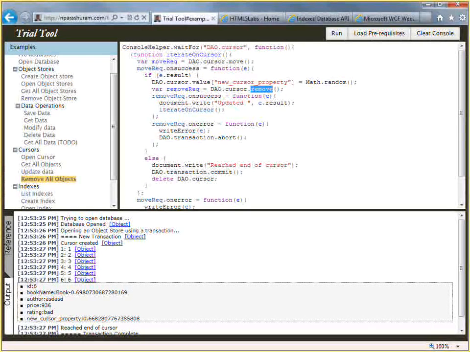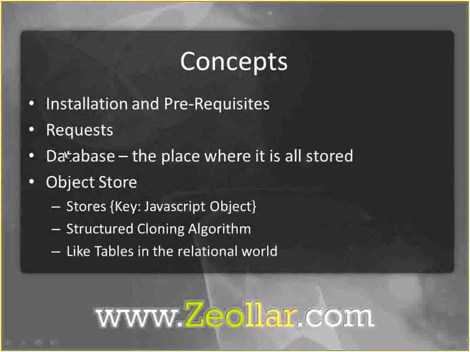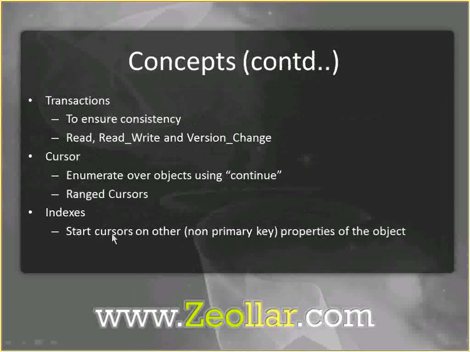So just to recap on what we have seen till now, we have tried to understand what a database is, what an object store is. An object store basically is a place to get input values. I told you what transactions are. We were talking about read, write and version change transactions. And we were also looking at what cursors are. I showed you how we can use cursors to iterate over objects, to try updating them one after the other or even removing them. The one final concept that I would like to show you here in this case would be indexes.